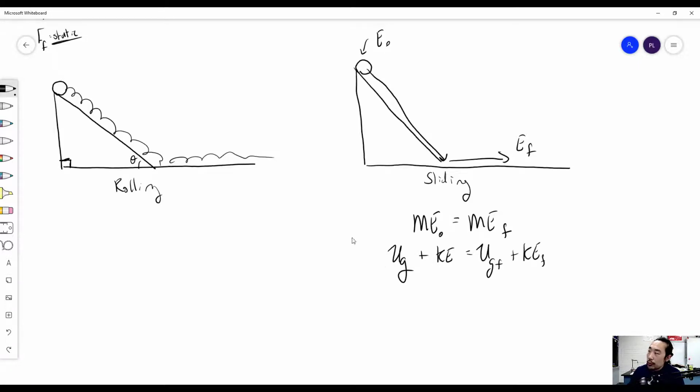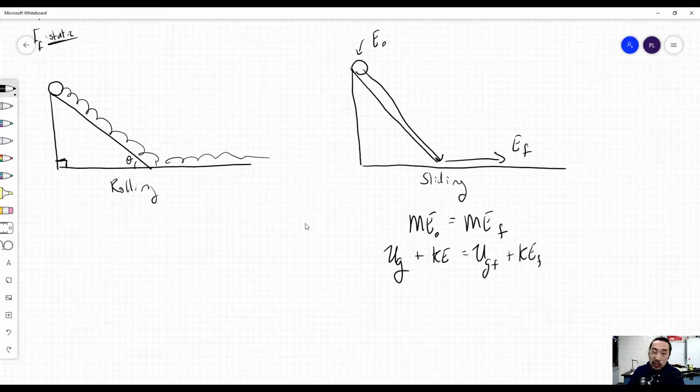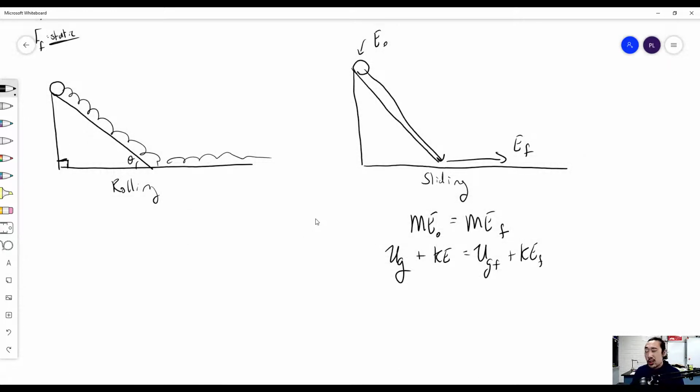Now you might be thinking to yourself, but Mr. Lee, at the top, isn't the object at rest? And you're right, the object is at rest. So my next line down, I'm going to get rid of all the energies that are 0. So at the top, we have gravitational potential, and that gravitational potential as it rolls down the ramp turns into kinetic energy final. Where at the very bottom, because it's not above a height of 0, we can say there is no gravitational potential energy.